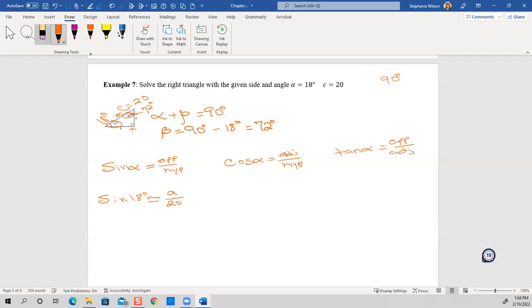In order to solve for A, we need it by itself. If you notice, it's in the numerator of a fraction, so it's a little bit easier. All I have to do is multiply by the denominator, and then I multiply the other side by it too. So now I have A is equal to 20 times sine of 18 degrees. I type it in my calculator: 20 times sine 18 degrees. Make sure you're in degrees mode, close your parentheses, and let's round to the nearest tenths. So I get 6.2 for my A.